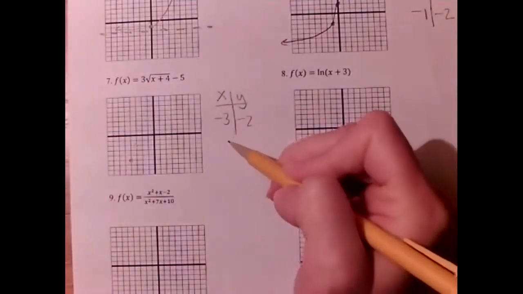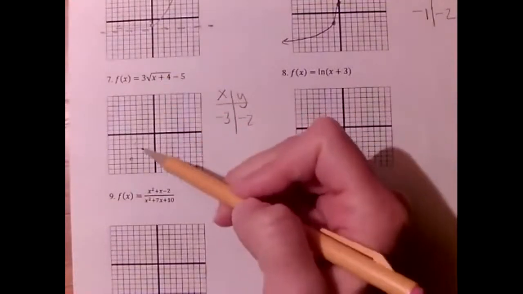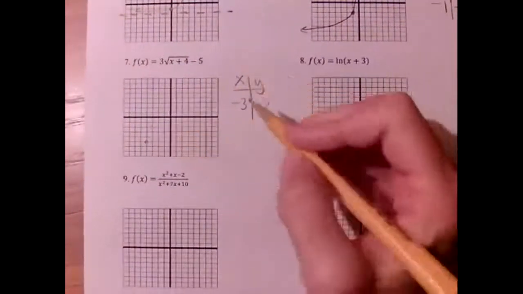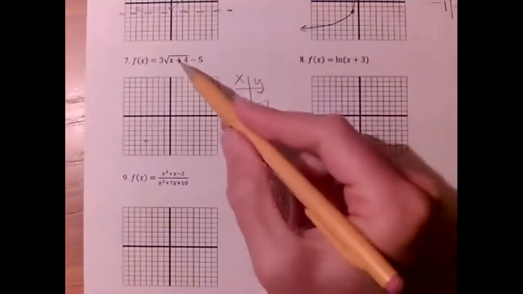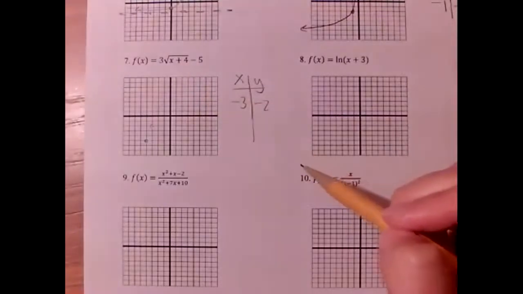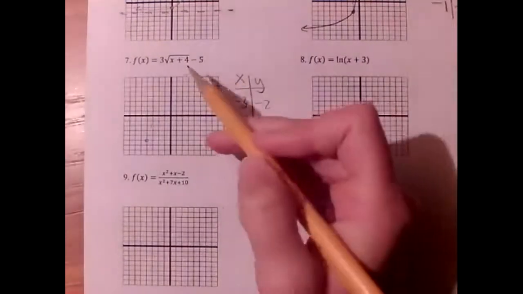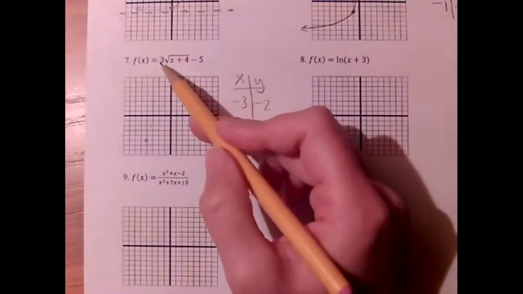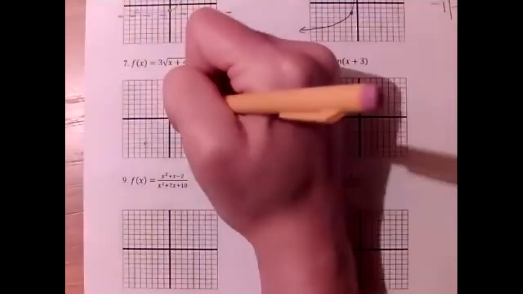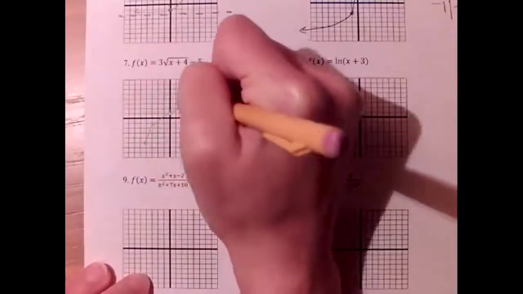Now I don't want to plug in -2, because if I do that, I'm going to get square root of 2, and without a calculator, that's going to be annoying to try to graph. Can anybody come up with another number that would be good to plug in? Like we would actually get something that would work in here? All right, perfect. 0 plus 4 would be 4. Square root of that is 2. Times 3 is 6. Minus 5 is 1. So (0, 1), and we're going to get something that looks like that.